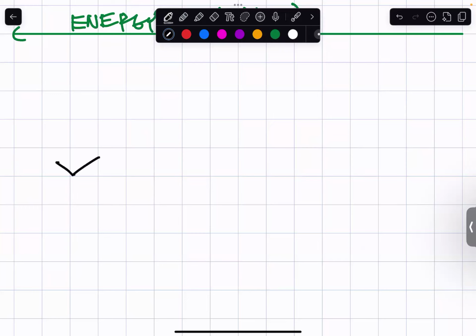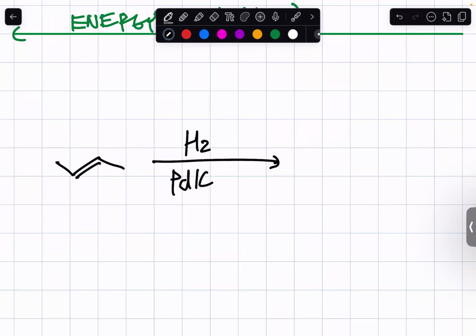Let's say we have this alkene right here, which is a di-substituted trans alkene. If you see this reagent right here, H2 with any kind of metal catalyst like Pd on carbon, palladium on carbon, what that will do is convert the alkene into an alkane. It will convert the double bond into a single bond, right?